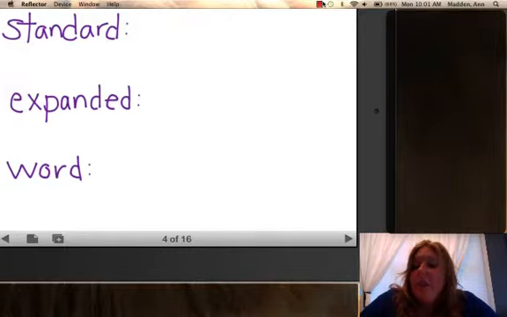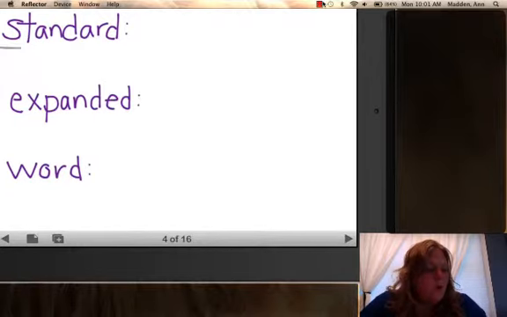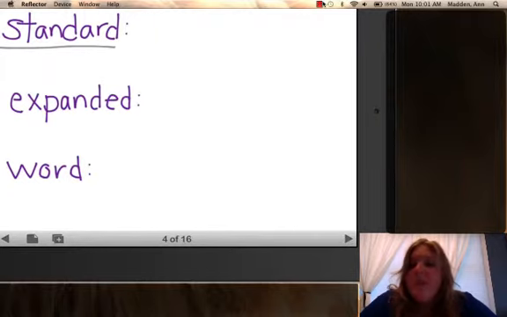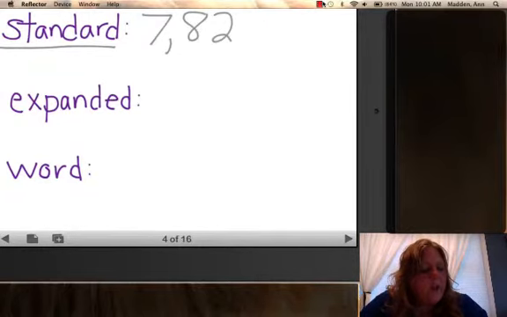Numbers have 3 different forms you can write them in. One is standard, one is expanded, and one is word form. Standard form is our normal number form that you always see numbers in. Let's go back and let's do 7,824. This is a standard number. Most of the time, numbers are written with this.